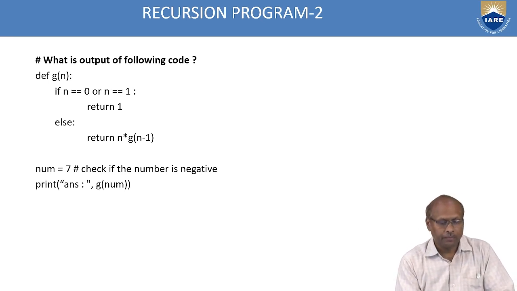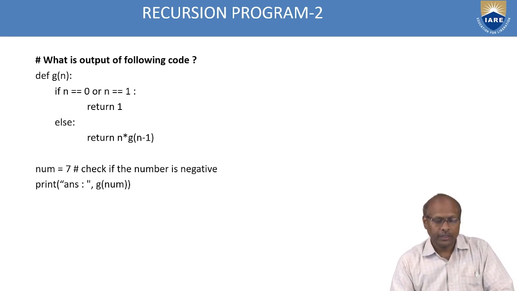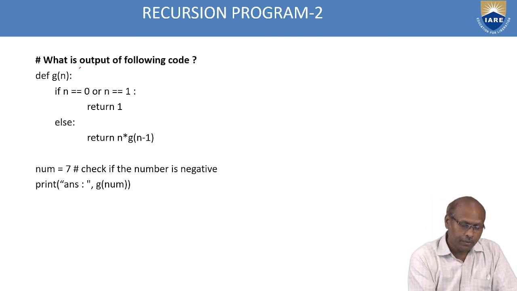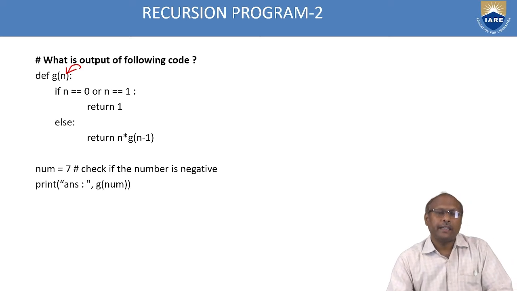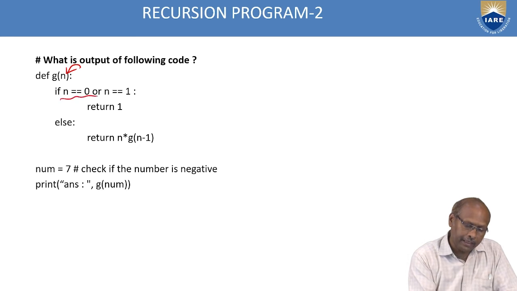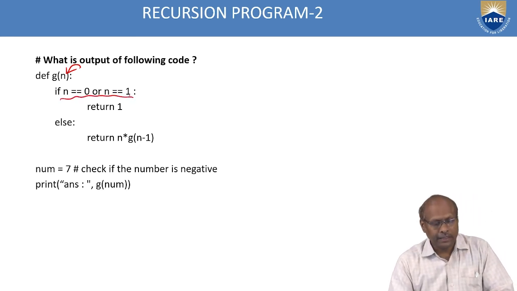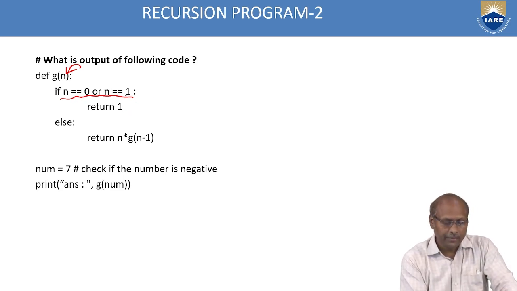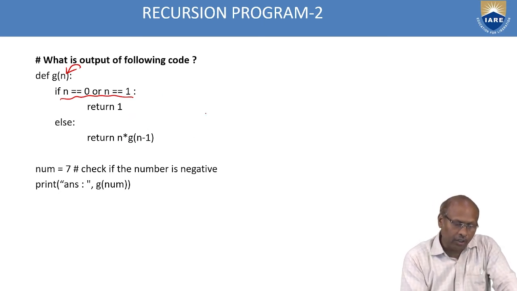Another program they have given. What is the output of the following code? They have written a function called g and are passing one parameter, because while writing a recursive program, I told you there are two things: one is the parameter, the second is the base condition. Only one parameter, and the base condition is n equals 0 or n equals 1, return 1. If this condition is true, return 1. Otherwise, n into g(n minus 1), that means g is calling g. Whenever the function is calling itself, it is recursion.